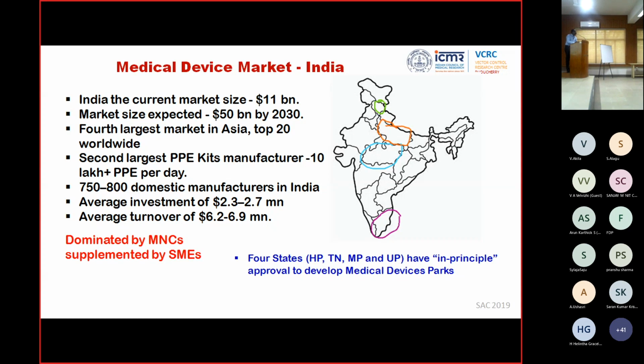And we have Pondicherry, Tamil Nadu, Himachal Pradesh, and Madhya Pradesh. We have already given in principle approval to establish medical device parks. The very advantage of establishing medical device parks is that you get a lot of incentives and other things, tax benefits. So with this approval, Tamil Nadu can also establish a medical device park, and to my understanding, they have already identified land here.